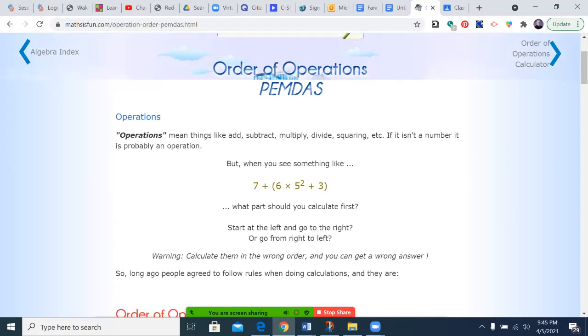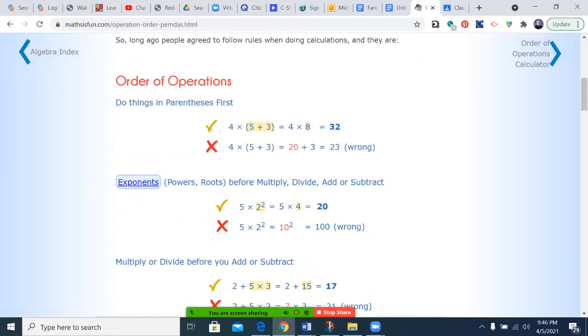And in the parentheses, we still have quite a bit going on here. 6 times 5 squared plus 3. Well, we see an exponent. That'll tell us what to do first. So that's 25. 6 times 25 is going to be 150 plus 3. It's 153. And then we come over here and multiply and divide, add and subtract, always left to right. 7 plus 153, 160.